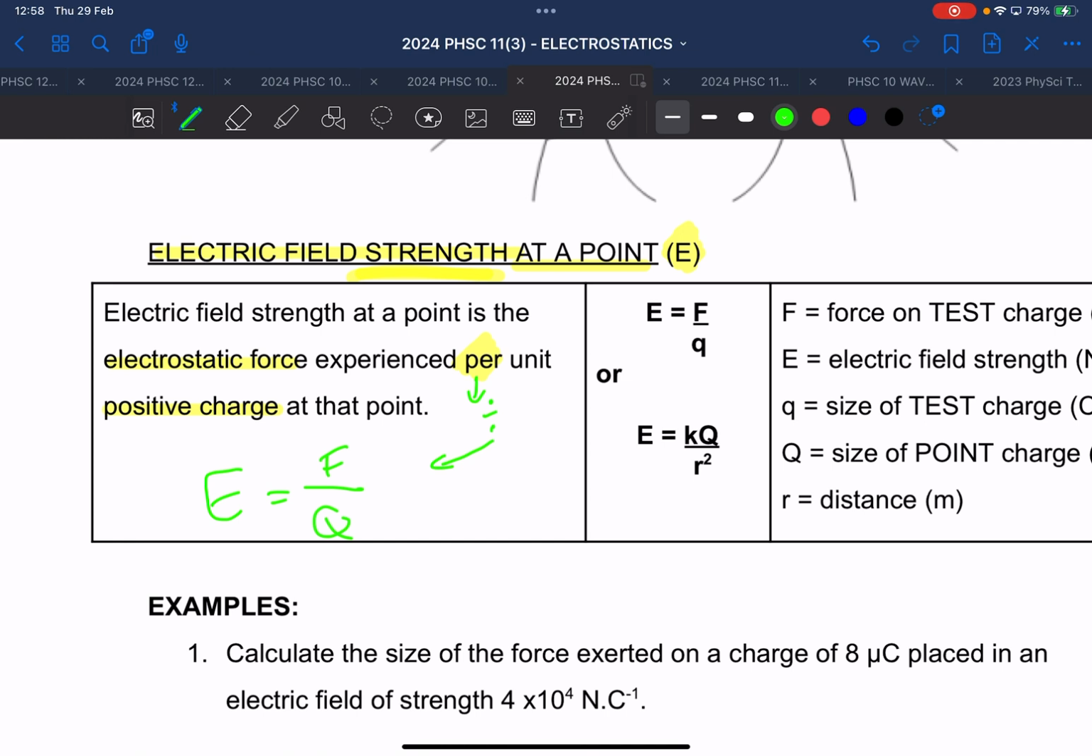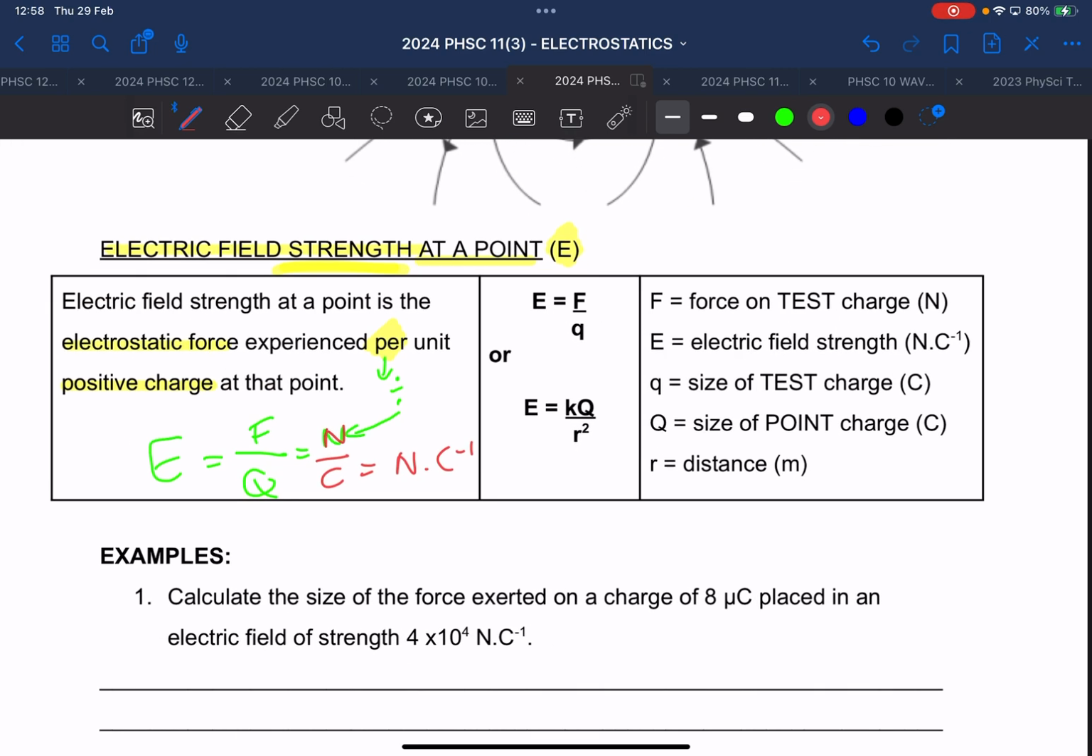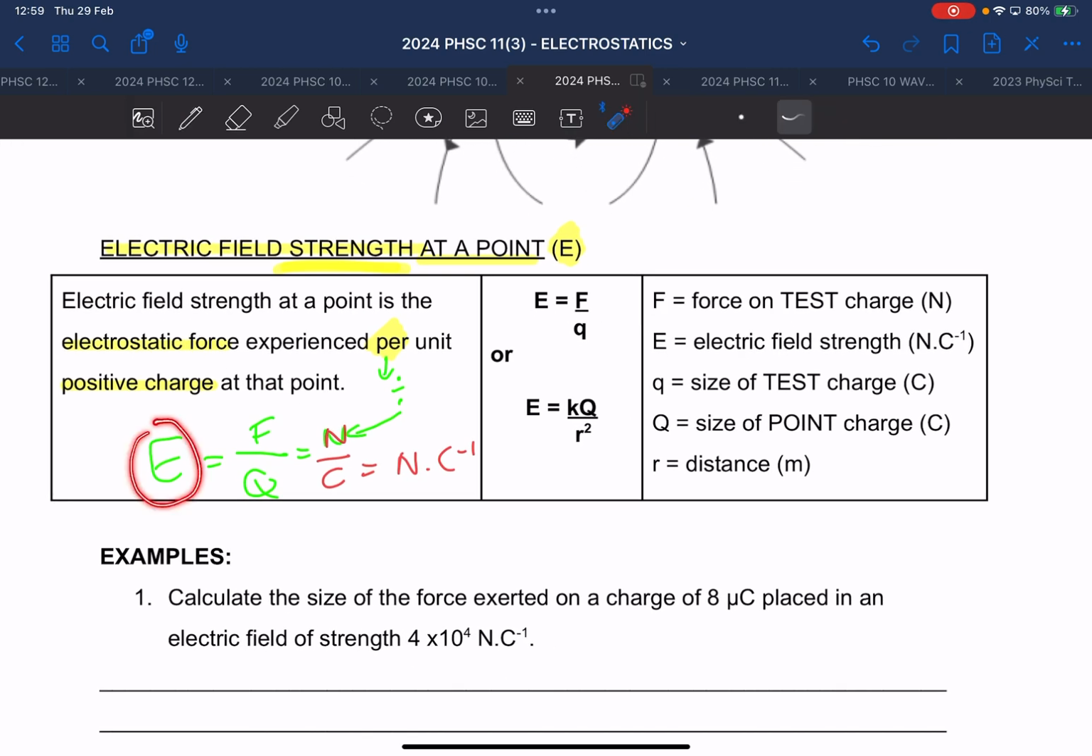What do we measure force in? Newtons. And charge? Coulomb. So that is newtons per coulomb. So electric field strength is newtons per coulomb. Alright, and there you see is the formula that we've just determined.